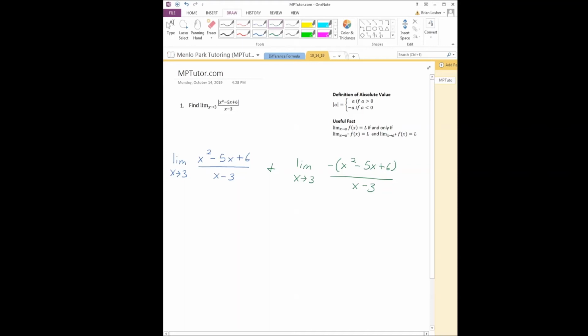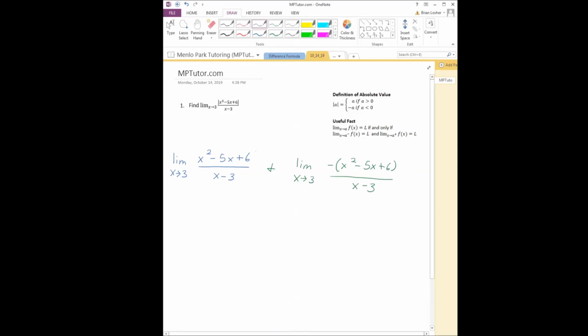Remembering what I'm calling the useful fact in the top right, that the limit as x approaches A of a function equals L if and only if the limit from the left equals L and the limit from the right equals L. That means for us, these two limits must be equal. If they're not, our parent limit does not exist. So that's what we're really solving for here. So this takes care of our first hinge.